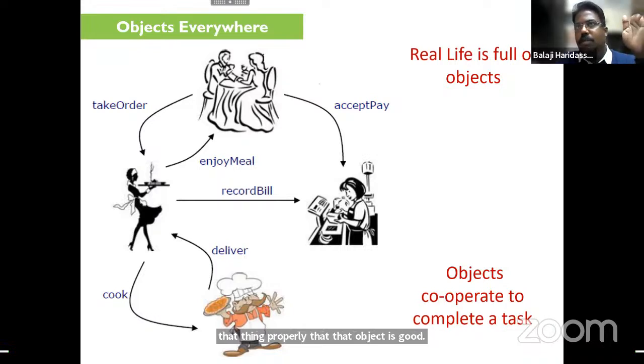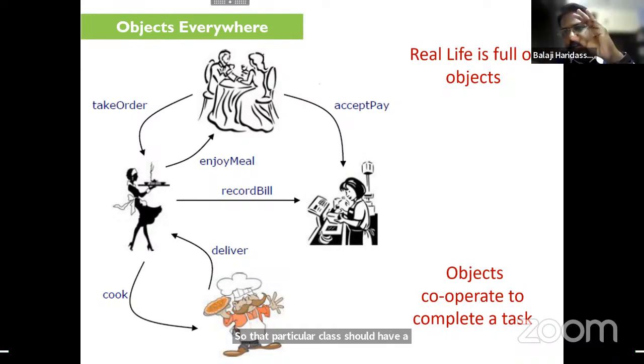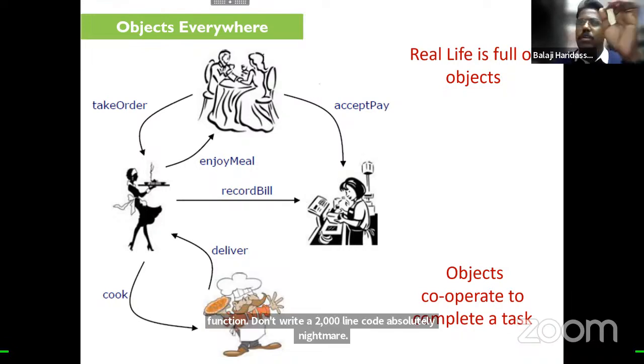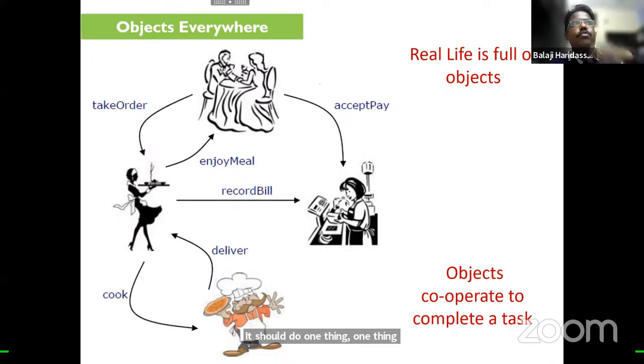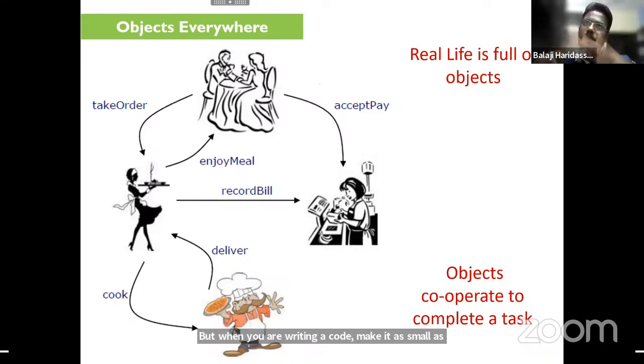When you say object, what do you mean in programming? You have a class, you have an object, and all those things are executing, right? So that particular class should have a single responsibility, not too many things. You write a function, don't write a 2000 line code, absolutely nightmare. It should do one thing properly. Few lines of code, good. Unless you're using open source, that's fine. But when you're writing code, make it as small as possible, break it into individual functional blocks so that it becomes very easy to maintain, test, and integrate. Single responsibility principle is very important.